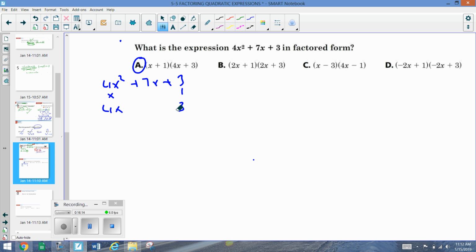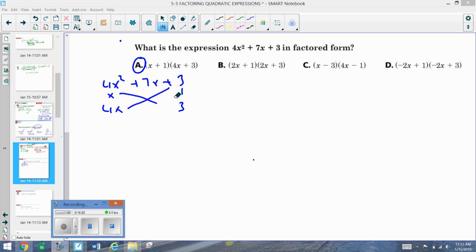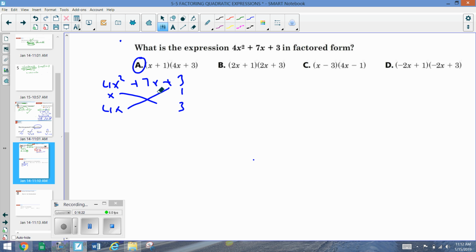Let's check the answer. This is the way we're checking answer choice A, right, Caleb? So 3 times 1 equals 3. That's right. And when I do cross multiplication, 4x times 1 equals 4x. 3 times x equals 3x. When I add it, 7x. That's right.